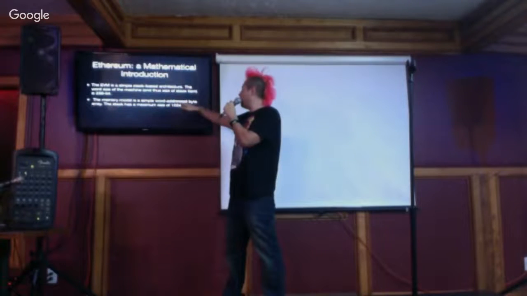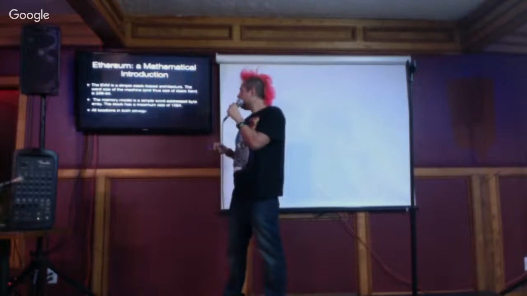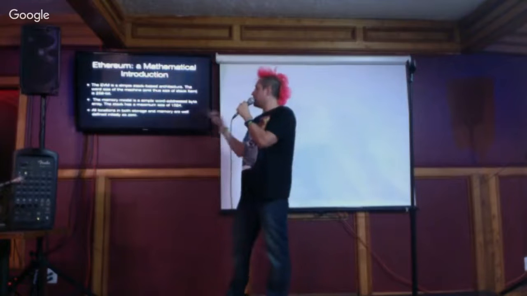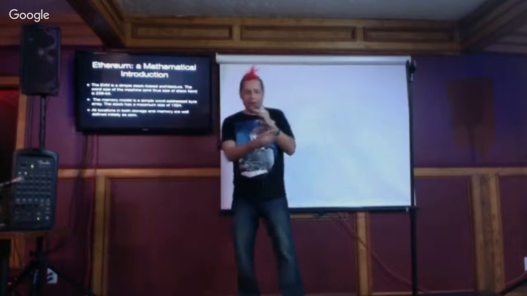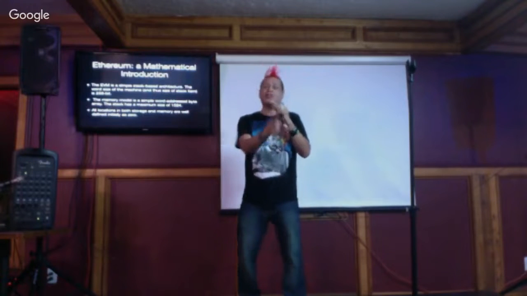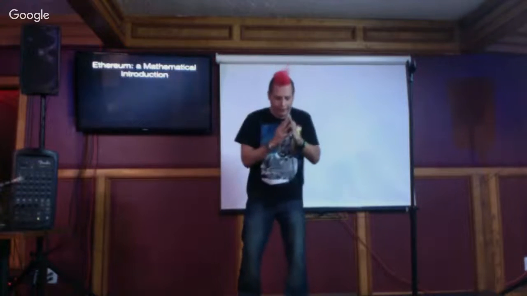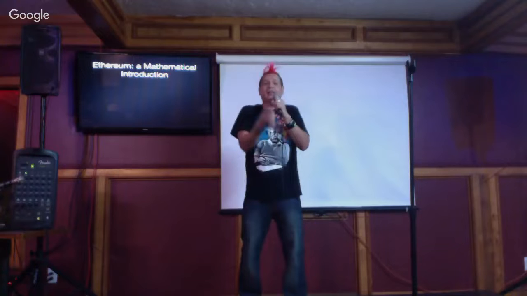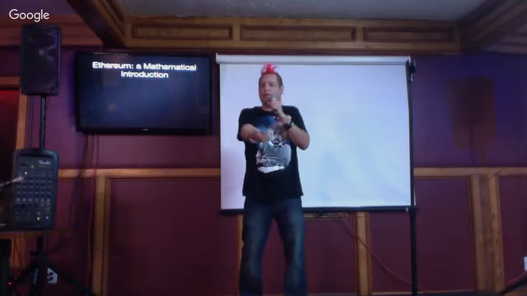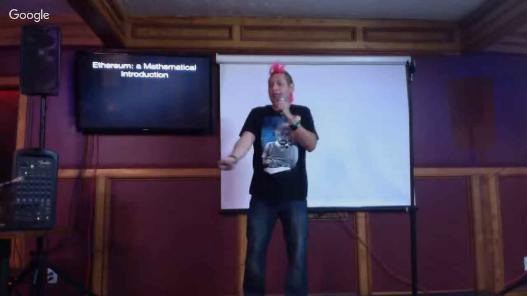The memory model is a simple word-addressed byte array. The stack has a maximum size of 1024. All locations in both storage and memory are well defined initially as 0. What does that mean? That we start with the blockchain of when Ethereum was launched back in 2015, which was August. The state transition that it worked with was defined as 0. Basically, it had no balances of anybody, no accounts, no reputation. That's how blockchains actually start.